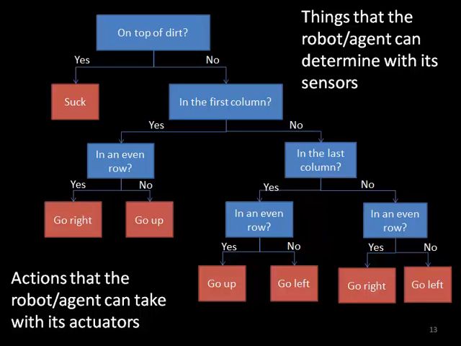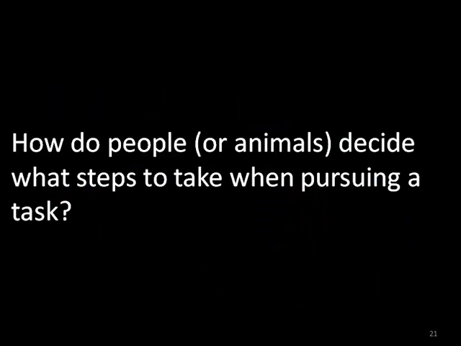For example, if we would add barriers to vacuum world, we would have to add in rules that tell the vacuum what to do anytime it comes up against a barrier. Even this relatively simple complication can make the simple decision tree too complicated. Let's take a look at another type of agent function that can deal with more complex and unknown scenarios. To do that, let's first consider how people and animals decide what steps to take when pursuing a task.